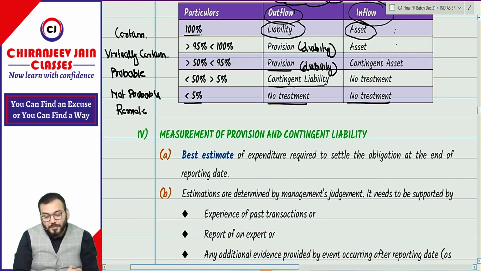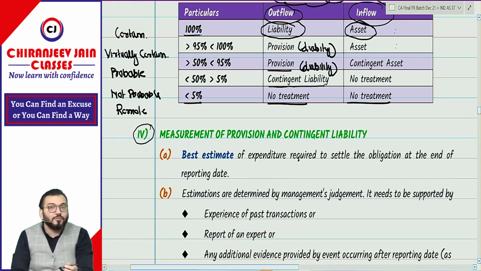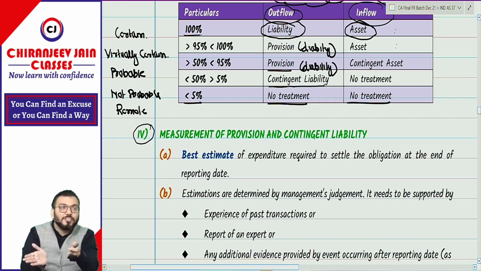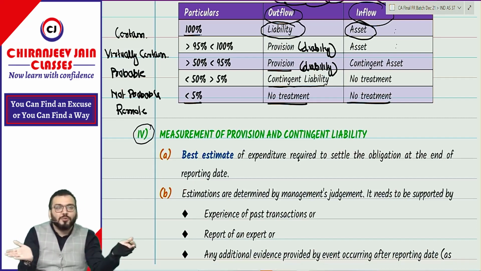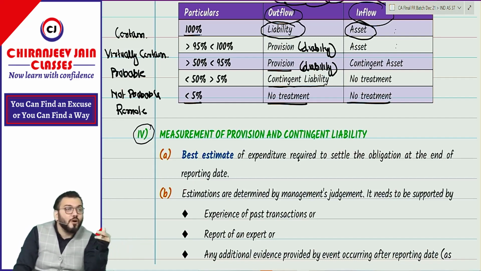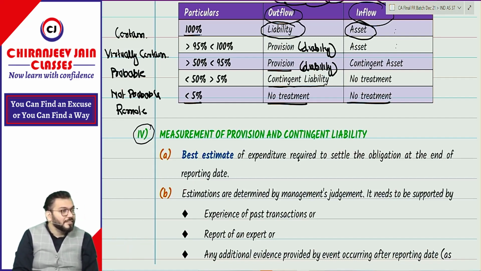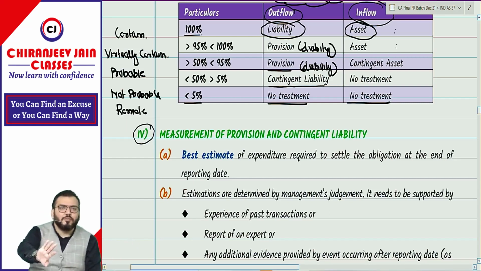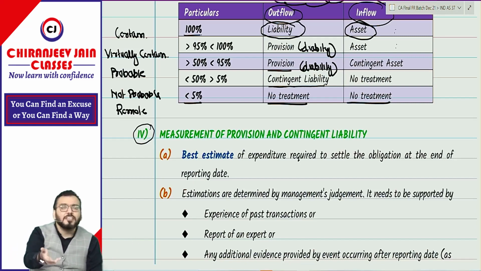Next point. Point number 4, which is also very important. Now you have understood when to recognize provision, when to disclose contingent liability, and when no treatment. Now the question is what will be the amount of measurement? Reliable estimation can be made. So how to measure it? One thing is clear, that estimation is required, but how to estimate? There should be some rules. So those rules are given in Ind AS 37.